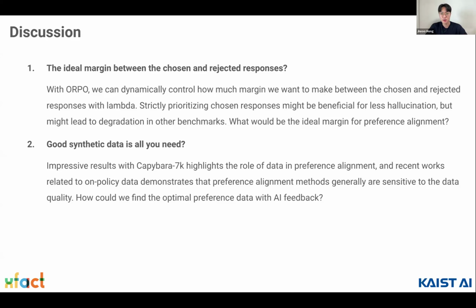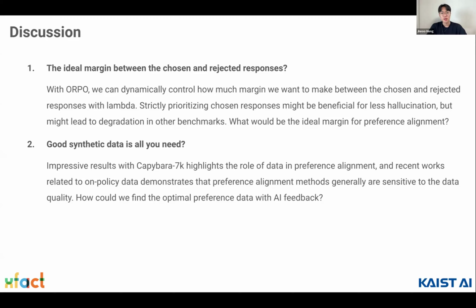If we think about it, strictly prioritizing the chosen responses might be beneficial for suppressing misinformation, which we can call hallucination, but it might lead to degradation in other benchmarks since we are lowering the log probabilities for the tokens shown inside the rejected responses. So it is really important to question what would be the ideal margin for preference alignment, especially in the different contexts of different domains. And also, recently there are a lot of works on making good synthetic data, for example, the Magpie paper.